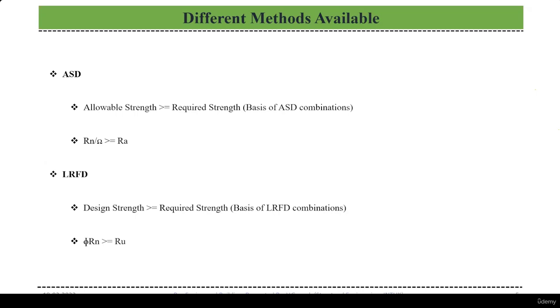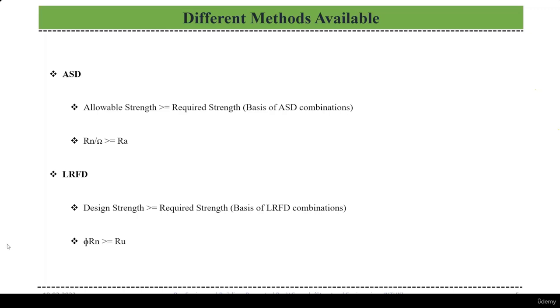And whereas in LRFD design, the design strength must be greater than or equal to the required strength. We have seen in ASD, we termed it as allowable strength because we are limiting the material property here. But in LRFD, we are terming it as design strength. We are multiplying one factor with the nominal capacity of the material, which should be greater than Ru, which is nothing but the required strength according to LRFD combinations. LRFD is nothing but load resistance factor design. Whereas you can see here, phi Rn must be greater than or equal to Ru.